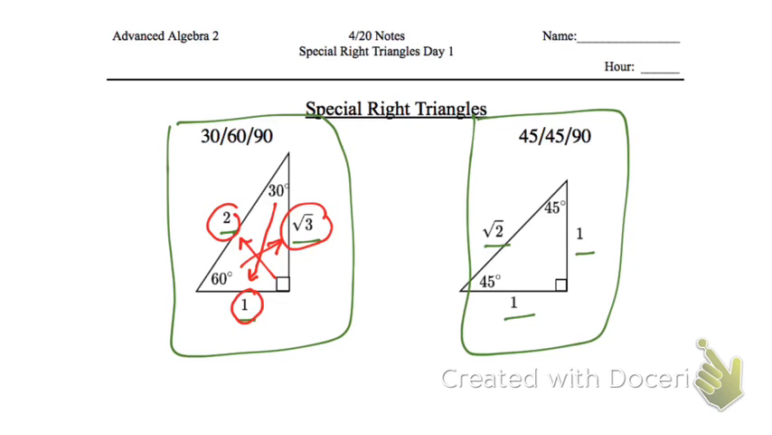And then on the 45, 45, 90, maybe one thing you remember from geometry is if two angles are the same, then the sides opposite of them have to be the same. So those two sides both get labeled 1, and your hypotenuse then is a square root of 2. And that square root of 2 goes on the hypotenuse in a 45, 45, 90. Okay, so we're going to see here how we put these to work.